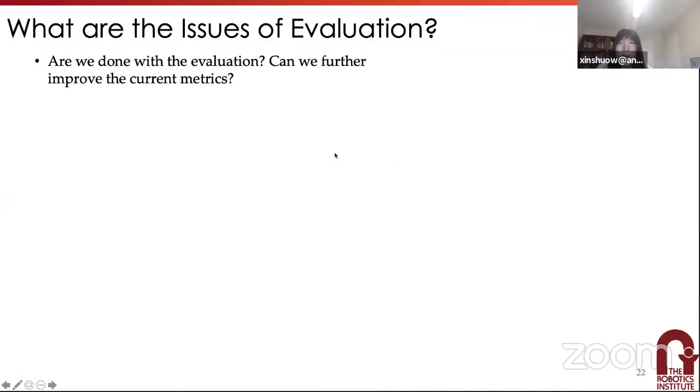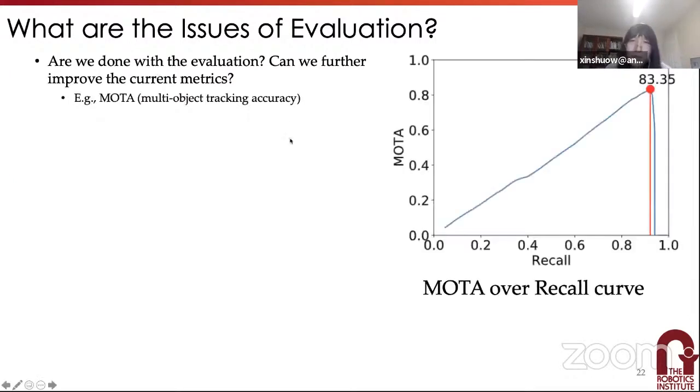Okay, so now we have the 3D metrics, and that's good. But are we done with the evaluation? Is there anything that we can improve further? Well, let's first review one of the important metrics, which is the multi-object tracking accuracy, abbreviated as MOTA. We can see in the figure here that the MOTA performance is changing at different recall points, while being the highest when we choose the recall point as about 0.9 here.